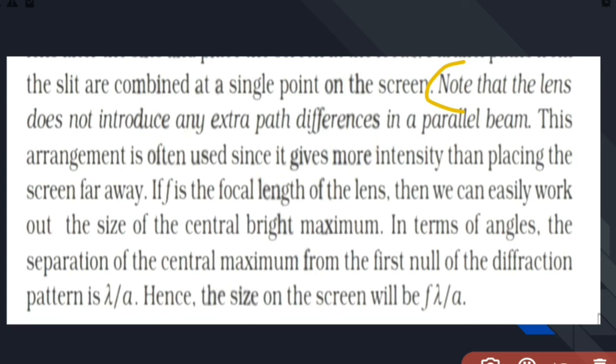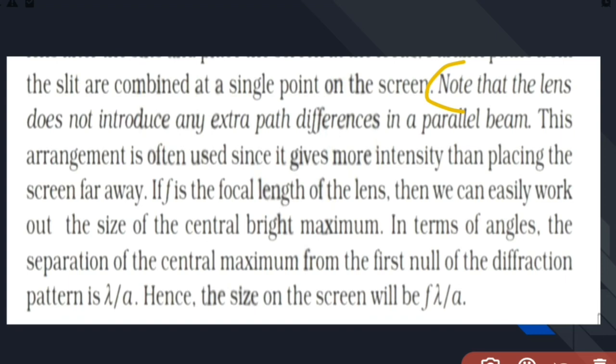If f is the focal length of the lens, then we can easily work out the size of the central maximum. In terms of angles, the separation of the central maximum from the first null of the diffraction pattern is lambda by a. First null means first secondary minimum. From the first secondary minimum to the center of the central maximum is lambda by a. The width of the central maximum is 2 lambda by a. So the size on the screen will be f lambda by a. That means capital D, the distance of the screen, becomes f, the focal length of the convex lens.